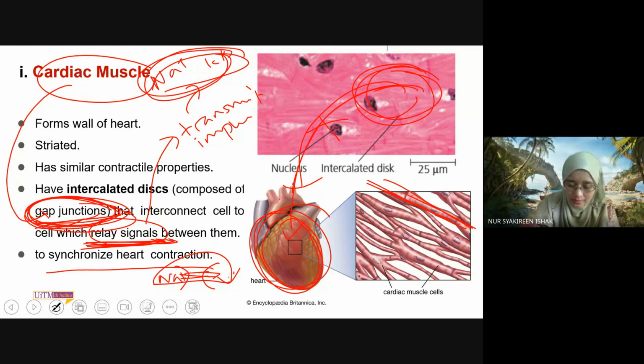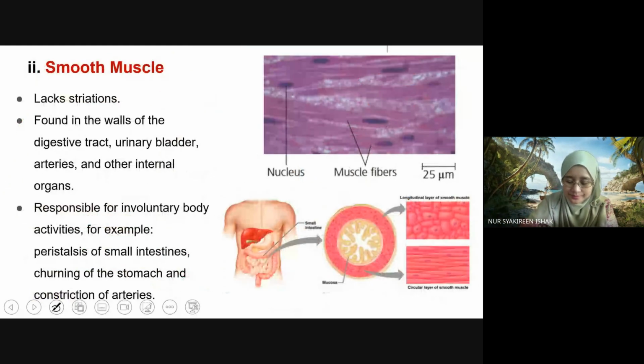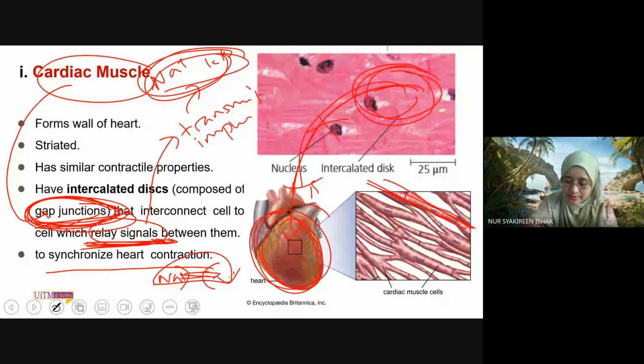Okay, so kalau you dah belajar tu kan kita ada apa, ada SA node or pacemaker. So that is where initially the impulse is generated. Okay, SA node. Okay, sinoatrial node.